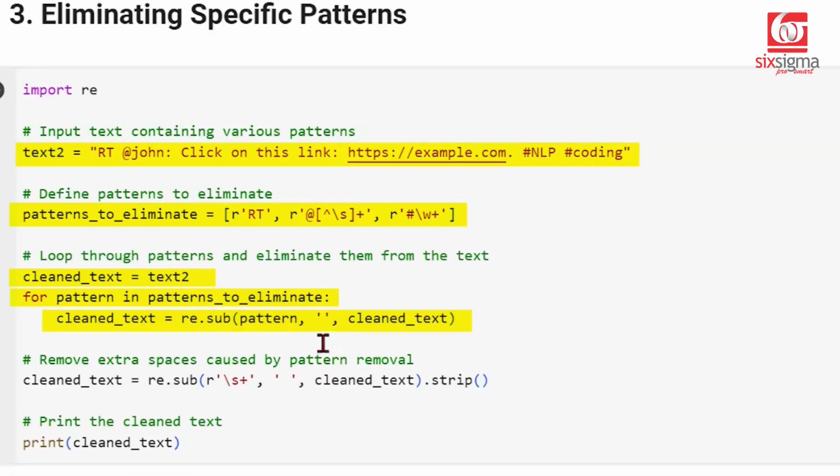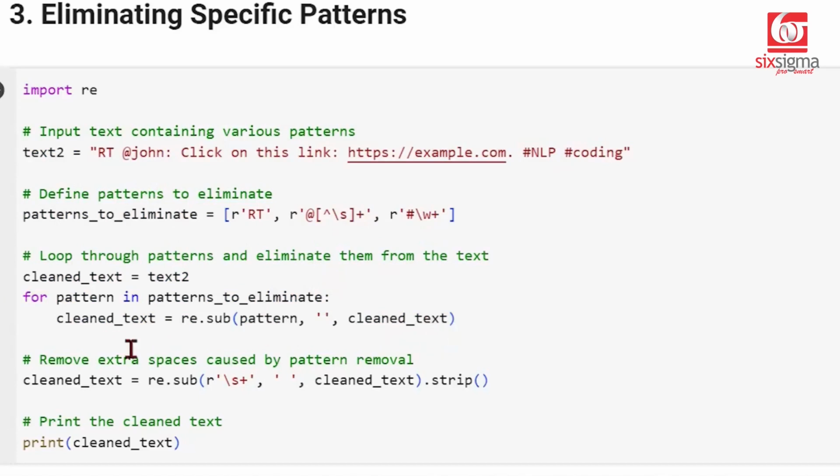This is a blank. There's no space here. Then the clean text has already been overwritten. Once again in the for loop, it will come back. You've already got rid of RT, and now you would look for the second pattern. Second pattern is this @ thing, so it will eliminate John. And then again, the clean text would be overwritten. It will be without RT and @. Finally, it would look for these hashtags, and it will eliminate that as well.